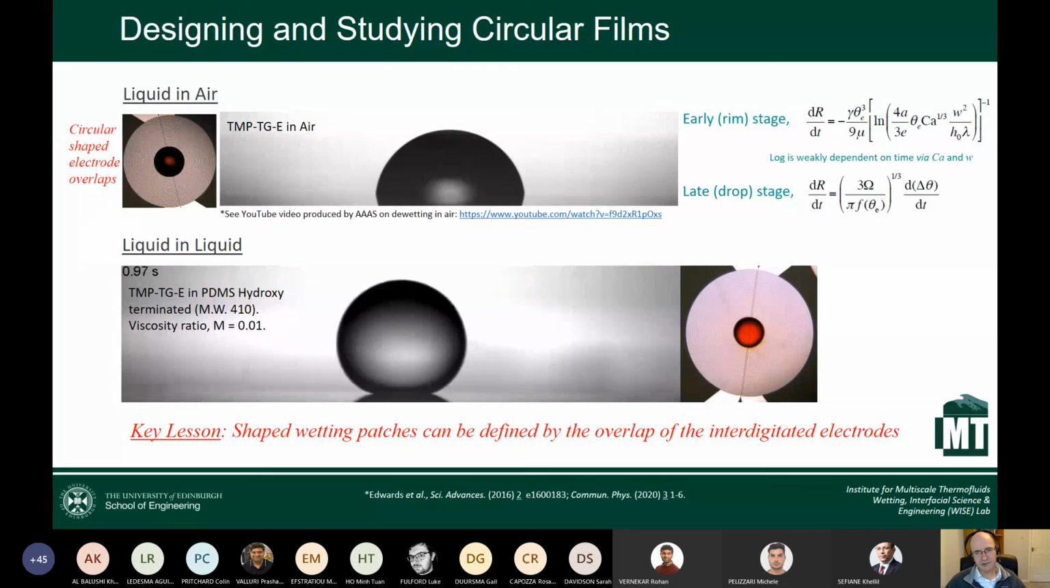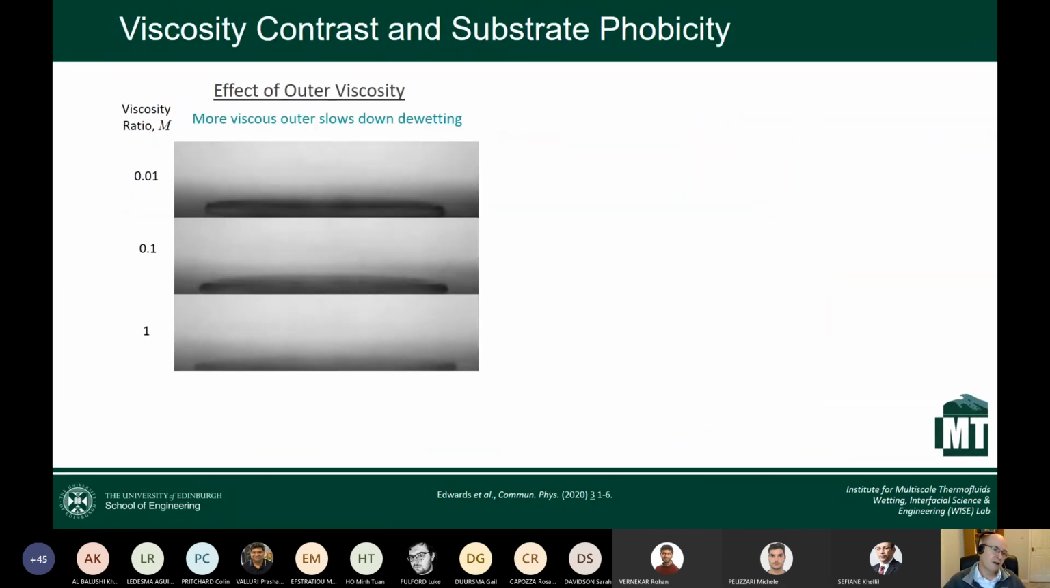And so we can shape surfaces for wetting, we can shape areas, and we can programmably change how they wet by how we fabricate things. Of course, if you're having a droplet spread into a film and your outer medium is another liquid, and you increase the viscosity of that outer liquid, then it's no surprise that the retraction from a film to a droplet takes longer.